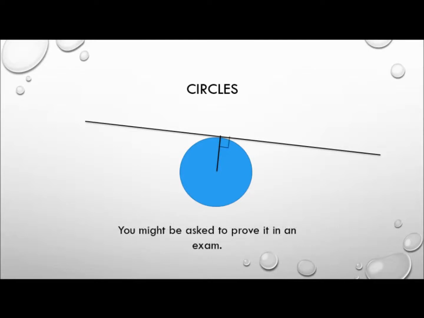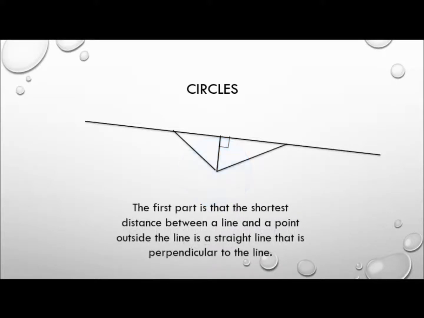There is a distinct possibility that you might be asked to prove that on an exam. The proof of this circle theorem comes in two parts. The first part is that the shortest distance between a line and a point outside the line is a straight line that is perpendicular to the line.